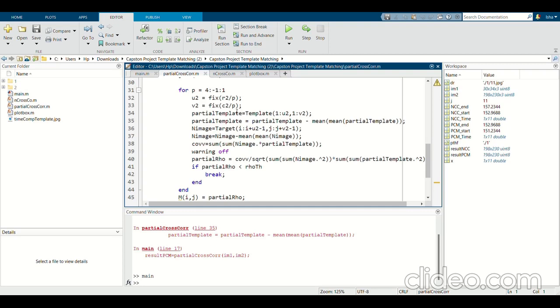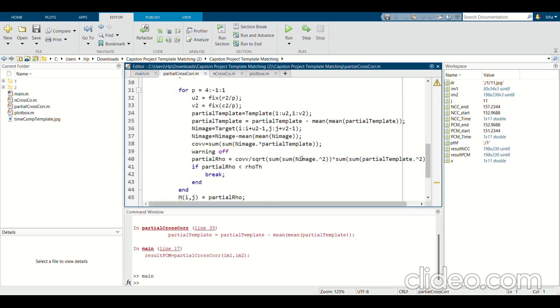so I get the whole template. So I have to decide up to what level I have to go. So for the partial template, I read this template u1, u2 and v2, up to 1 to u2 and 1 to v2. This is my partial template, which is the half or 1/3 or 1/4 template that I got. And then I calculate the same operation that I did before in NCC. This is the same.